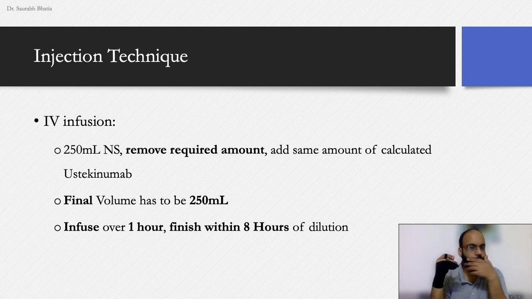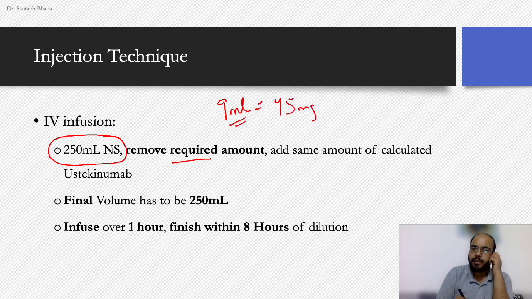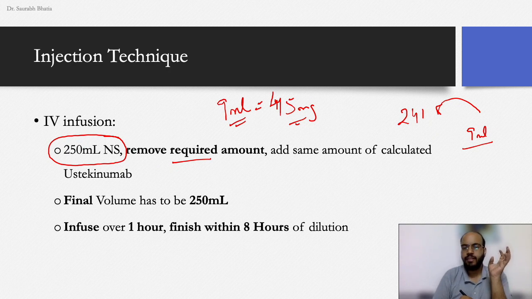Now, how to give the infusion? If you are using an IV vial, you have to dilute it with 250 ml of normal saline. Take a 250 ml normal saline bottle and remove the required amount. So let's say you want to give 9 ml of ustekinumab from the vial, and 9 ml will be 45 milligram. So from 250 ml you will remove 9 ml to make 241 ml. Then you will put in 9 ml of ustekinumab and then give it as an IV infusion.